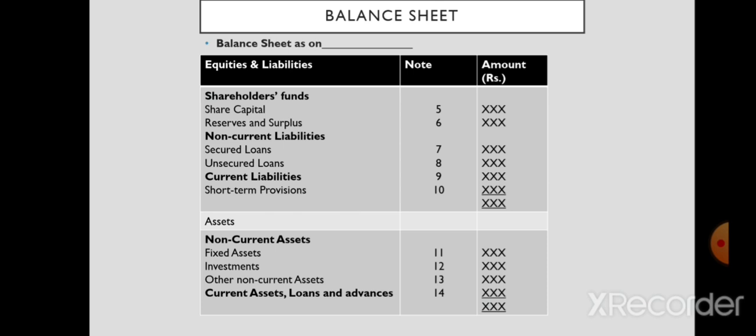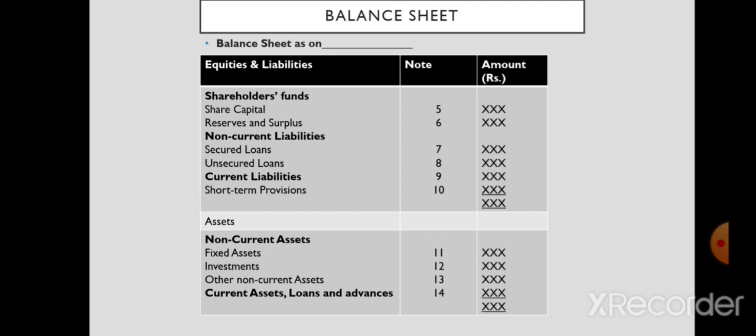There are other current liabilities like bank overdraft, sundry creditors, bills payables, and so on. And under assets, non-current assets are fixed assets, intangible assets, investments, and other non-current assets. Since each and every item is prepared as per the notes, in the notes it will be given in detail what has to be considered. So I will be explaining each note.